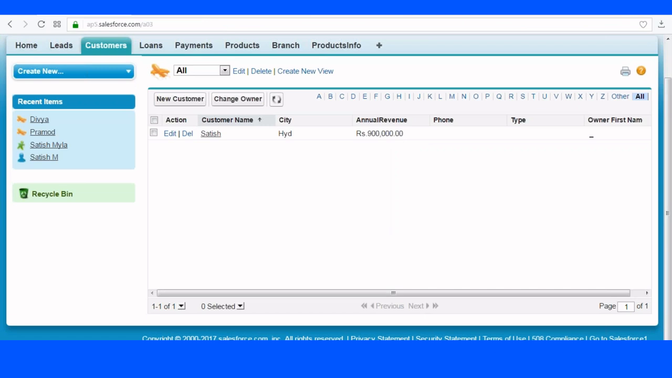When you go for a manual, what will happen? Particular record you want to share. Owner based, all the records owned by you are shared. Criteria based, all the records which are meeting the condition, they are shared. But what if I want to share a particular record? When you want to share a particular record, what am I doing here?